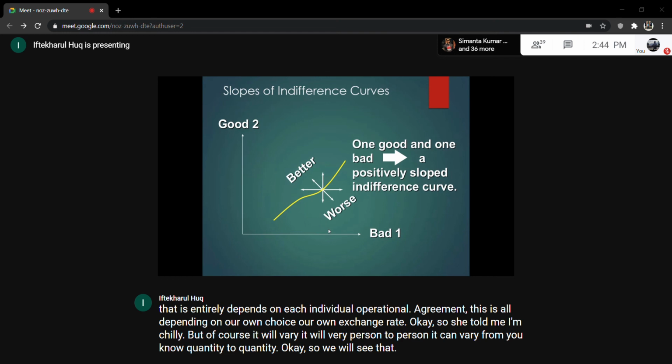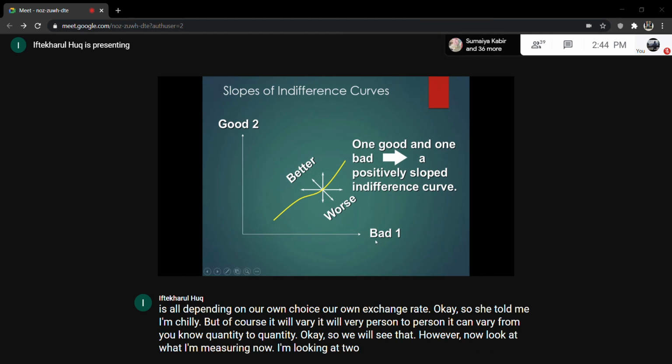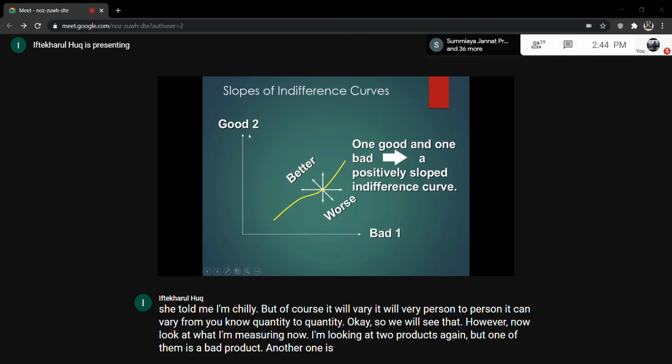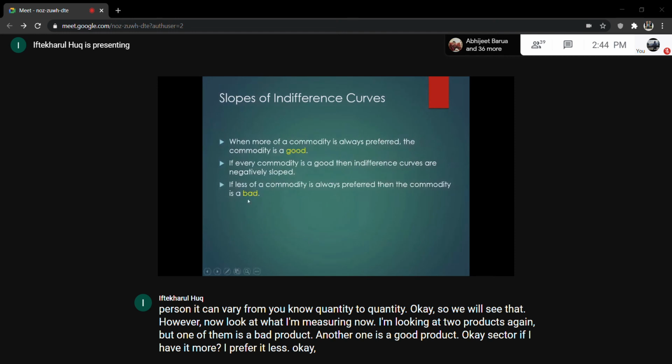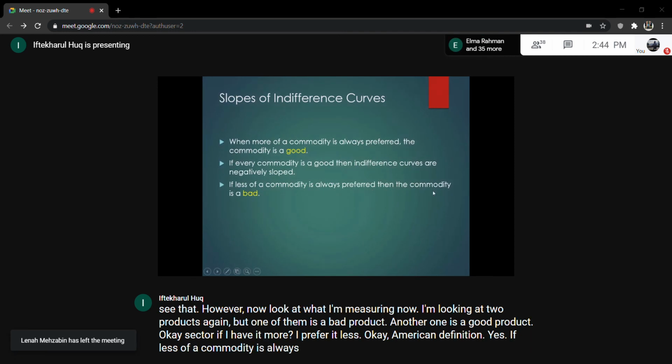However, now look at what I'm measuring now. I'm looking at two products again, but one of them is a bad product. Another one is a good product. Okay, so একটা হচ্ছে খারাপ, একটা হচ্ছে ভালো। খারাপের ডেফিনিশনটা কি? If I have it more, I prefer it less. Okay, আমরা একটু আগে ডেফিনিশন দিয়ে আসছি। If less of a commodity is always preferred, then the commodity is a bad product.